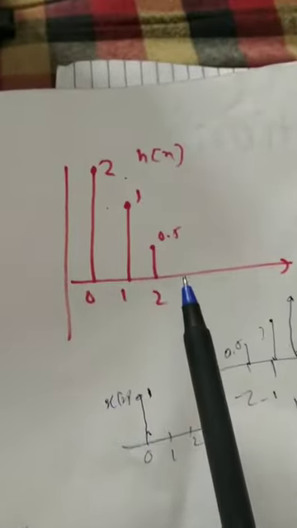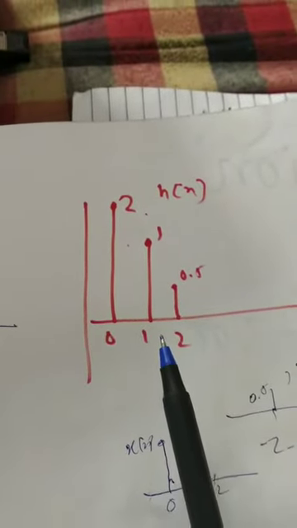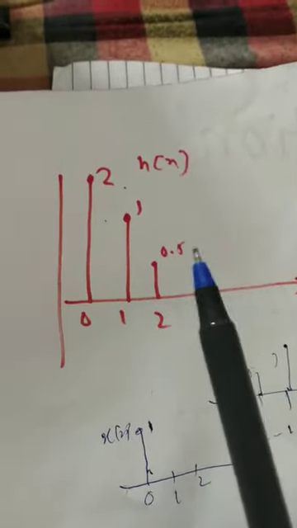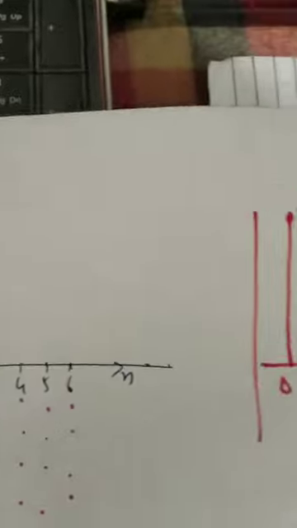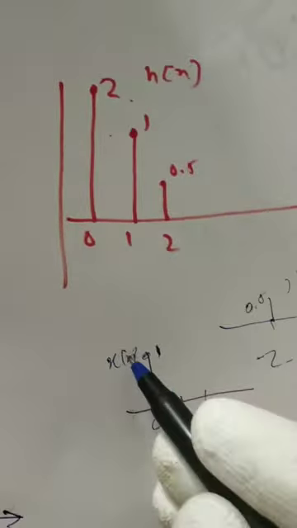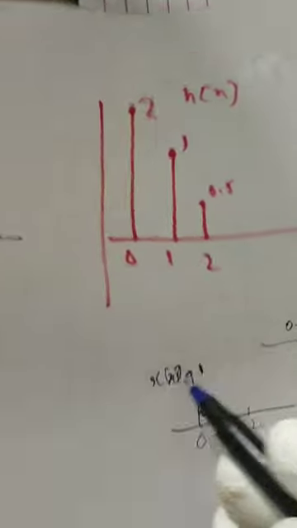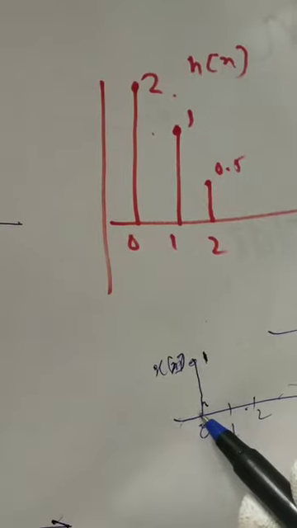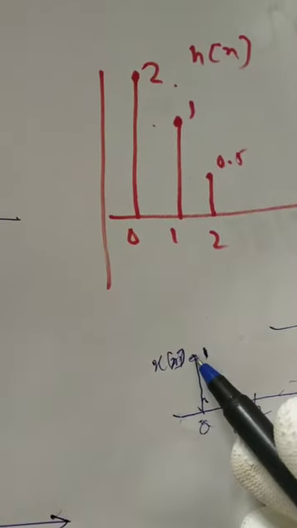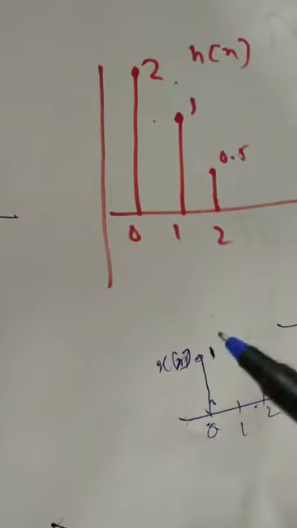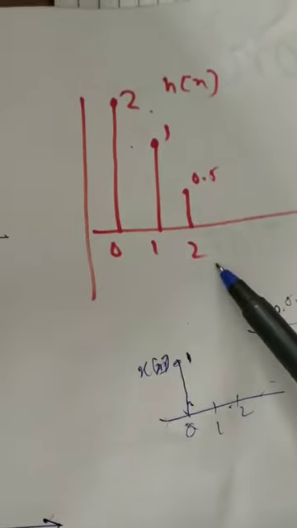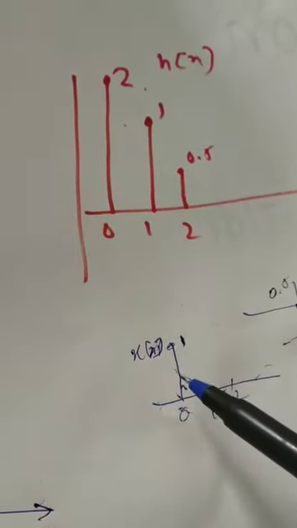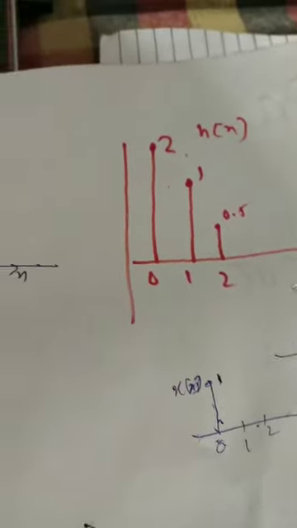This is h of n. H of n means what? H of n is an impulse response, the unit impulse response, I would say. If my input x of n had been nonzero only at 0, with x of 0 being only 1, then the output would be this one: 2, 1, 0.5, for x of 0 to be 1.